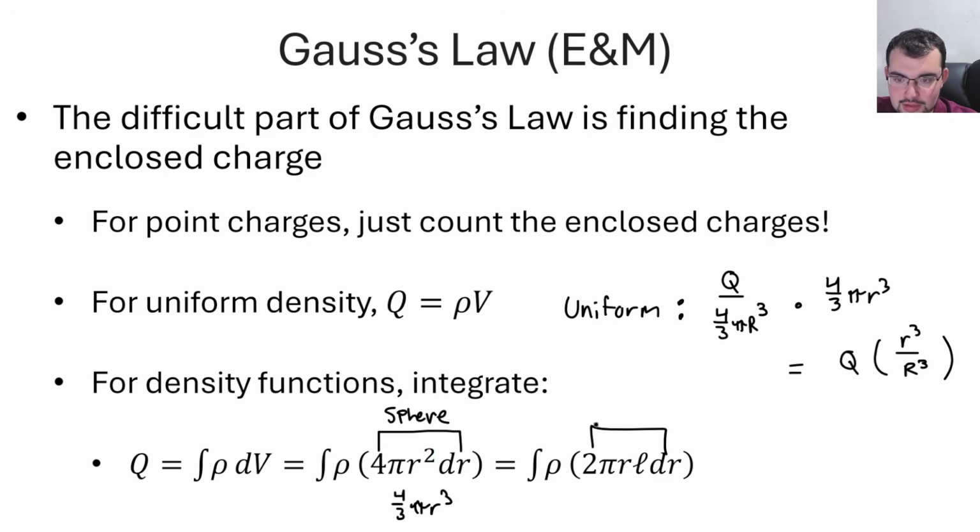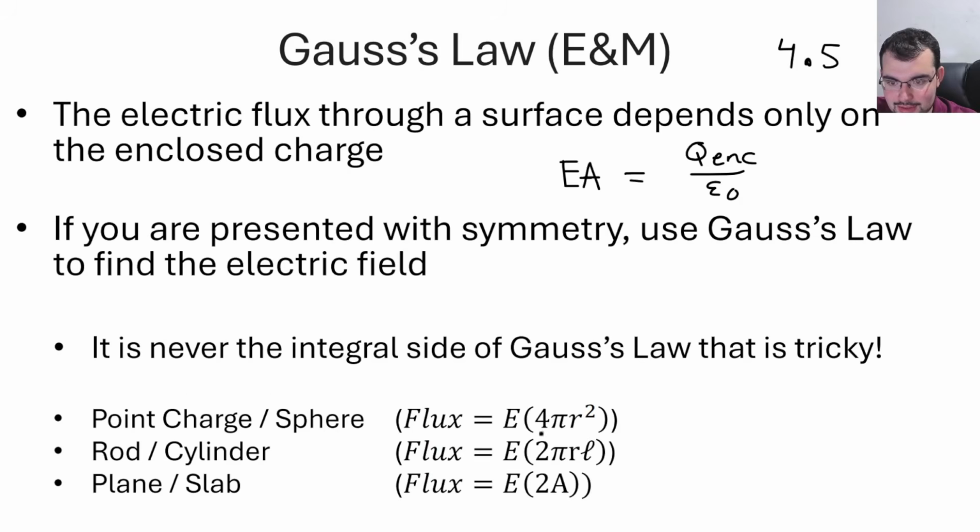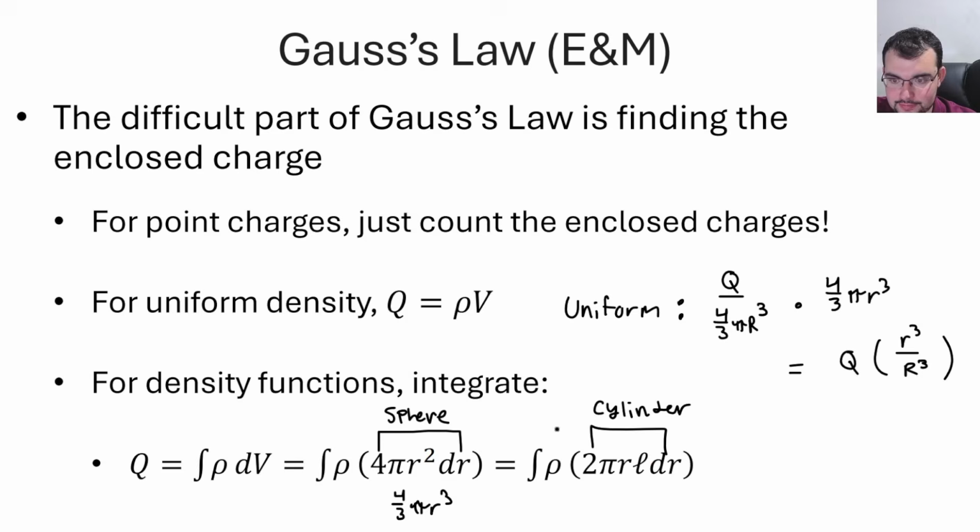And then we have a cylinder here. A tip for Gauss's law is that the differential term is always the same as the flux area term, because the volume of a cylinder is pi r squared projected to distance L. There's also the slab, but we're going to say there's no chance we have an insulating slab. I haven't seen that in many, many years.